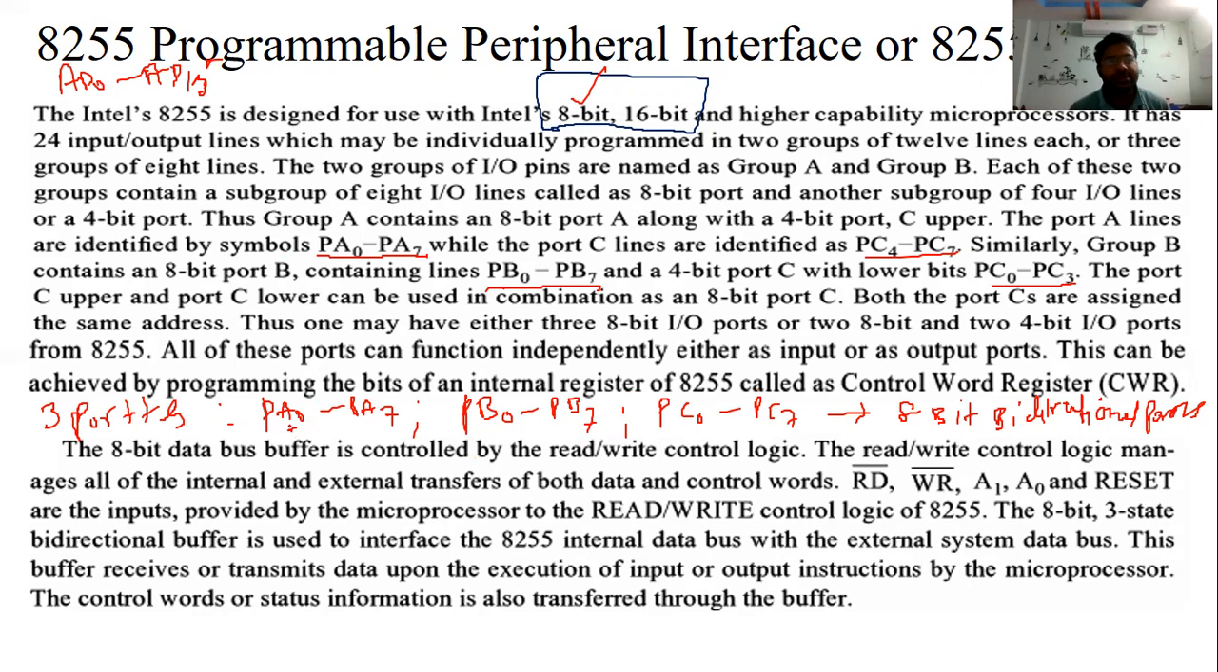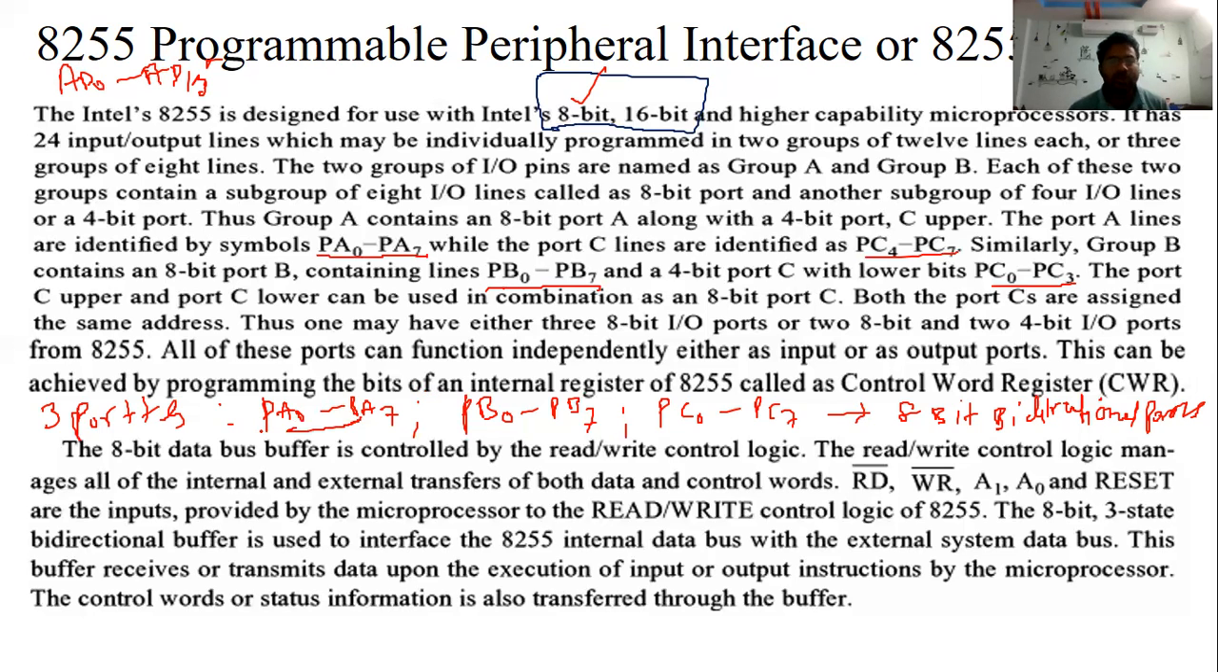You can see this at a time. It may work as input. Next time it will work as an output. So at a time it cannot work as input as well as the output. So that is nothing but the way you can connect the device. It may work as an input device, or it may work as an output device at a time.